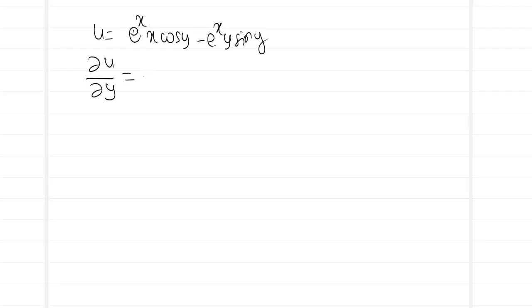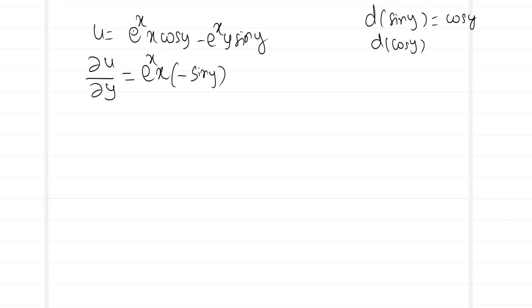With respect to y, e power x into x is a constant. Cos y on differentiation gives you minus sin y. So take an idea, differentiation of sin y is going to be cos y and differentiation of cos y is going to be minus sin y. So the first term must be now differentiated. When it comes to the second term, e power x is a constant. You have two terms which are involving y. So again I will have to apply the uv rule, which is u into v dash plus v into u dash.